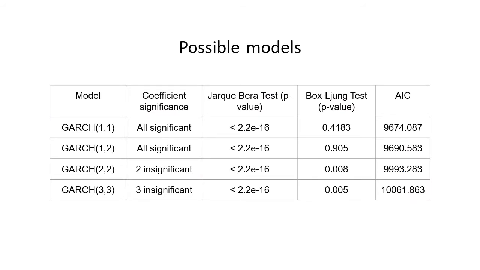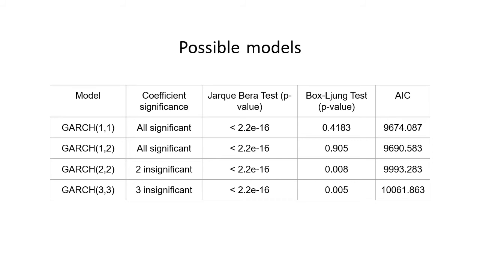So the possible models are the GARCH(1,1) model, in which all the coefficients are significant. Normality is quite bad and there is no problem with the autocorrelation. The GARCH(1,2) model, in which all the coefficients are significant, normality is also quite bad and there is also no problem with the autocorrelation. The GARCH(2,2) model, in which two coefficients are insignificant. Normality is also bad and there is no problem with the autocorrelation, but it seems like it is trying to overfit the data.